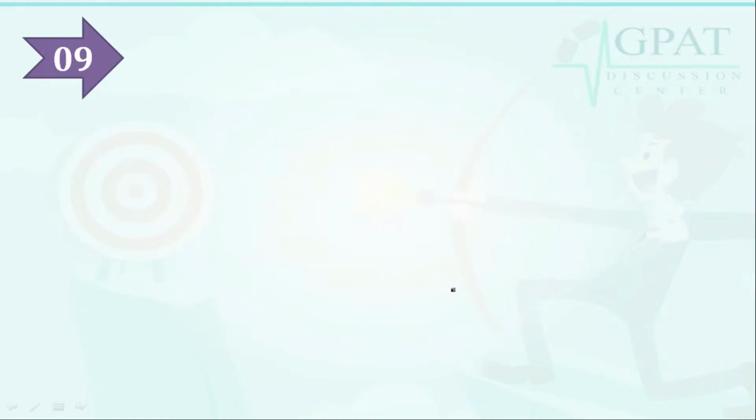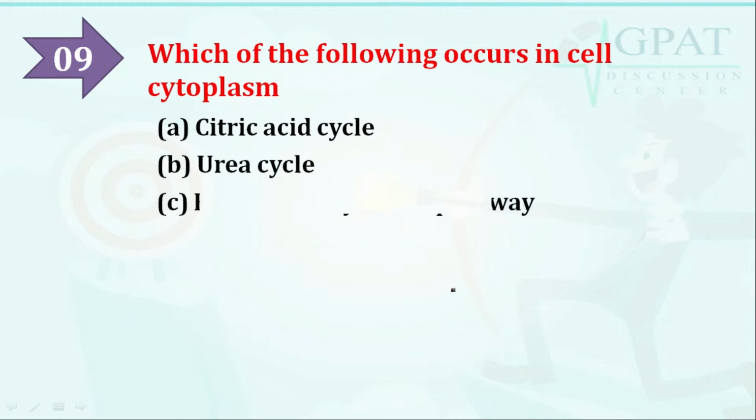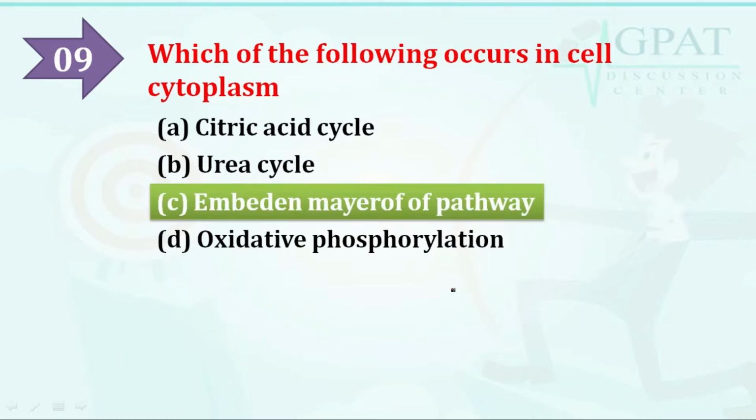Moving on to the next question, which of the following occurs in cell cytoplasm? The options are: option A is citric acid cycle, option B is urea cycle, option C is Embden-Meyerhof pathway, option D is oxidative phosphorylation. So which of the following occurs in cell cytoplasm? The correct answer is the Embden-Meyerhof pathway, which occurs in cell cytoplasm.